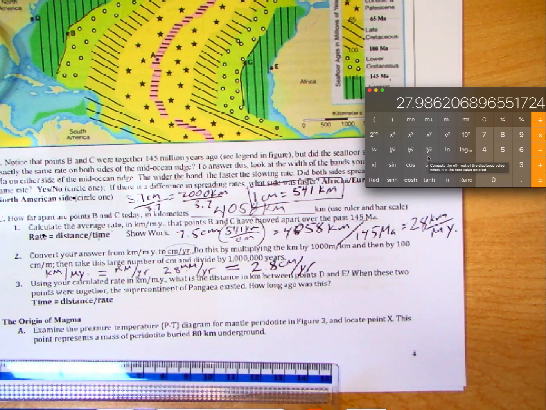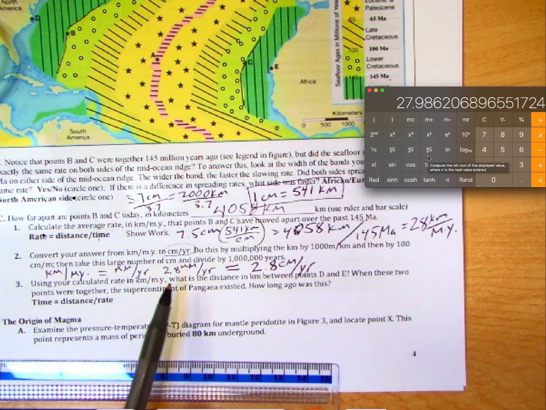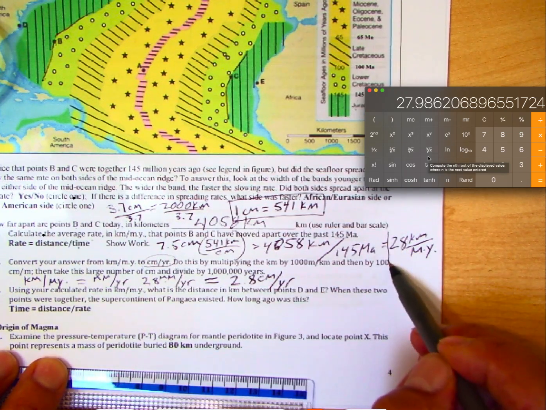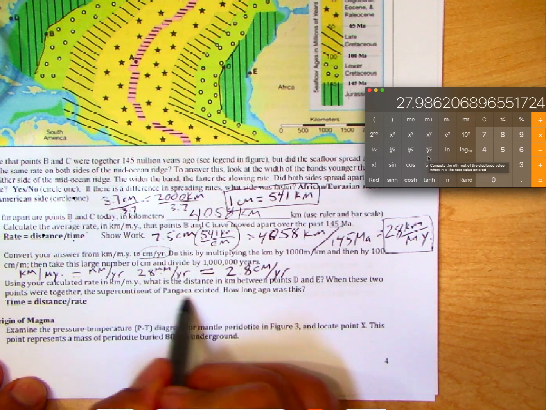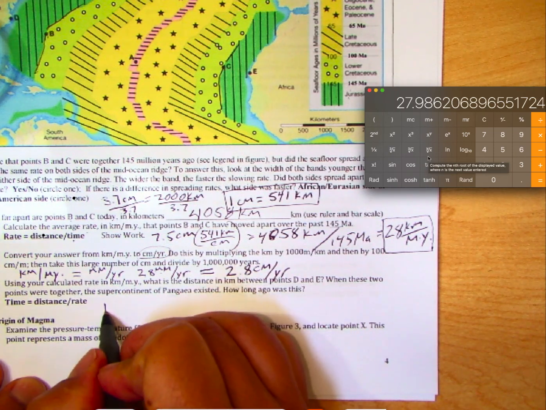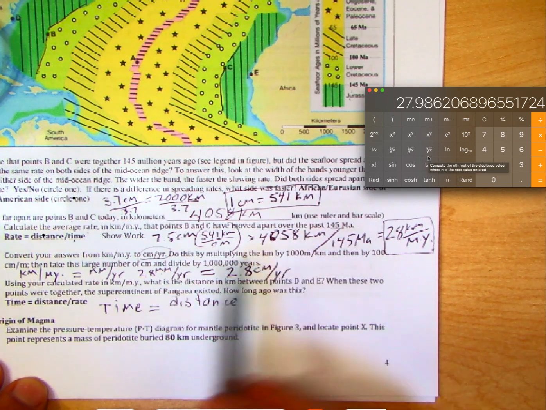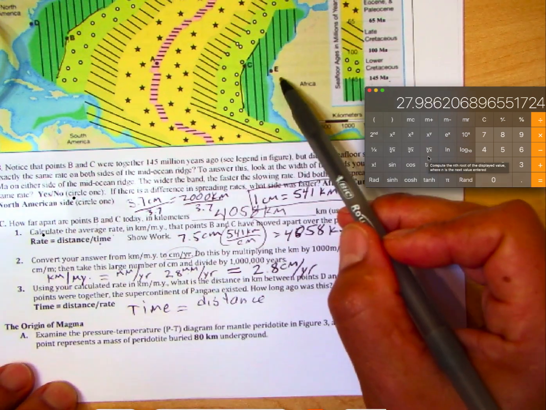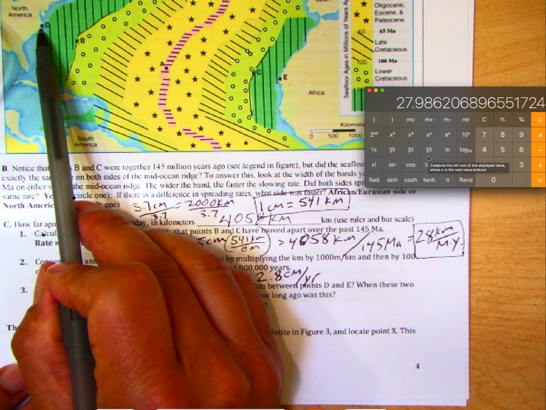What I'd like you to do next is you're going to do the same thing for points D and E. So for problem 3, you're going to be using this rate. The rate I want you to use, let's use the 28 kilometers per million years. You want to use that rate. So we're going to figure out when Pangea broke up here. So the time is going to be the distance that you measure, in this case from points D and E. So note that D is here in Africa and E is over here in North America.